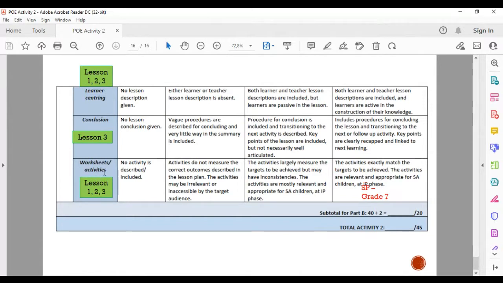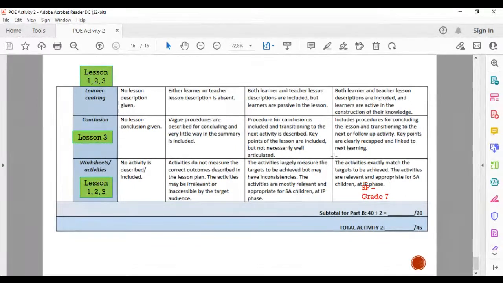The worksheets or activities are for all 3 lessons, where the activities match your learning objectives, and are also relevant and appropriate for South African children in the senior phase, which is grade 7. So I just made a correction there. It is senior phase and not intermediate phase. Senior phase for grade 7.